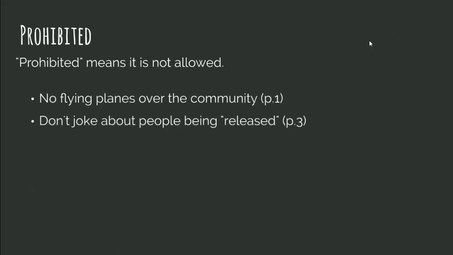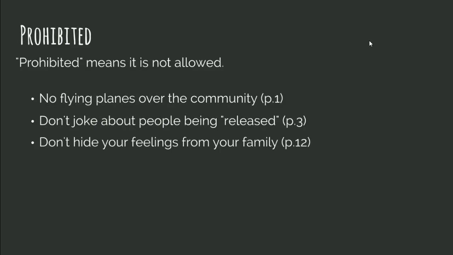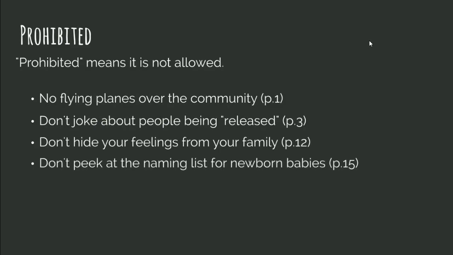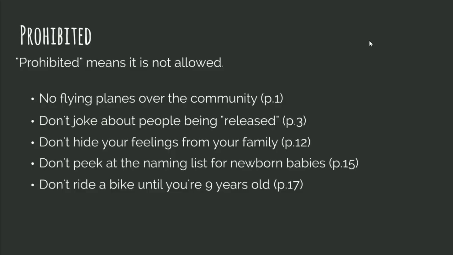Here are some of the prohibited actions that we learn about. Don't fly planes over the community. Don't joke about people being released. Don't hide your feelings from your family. Don't peek at the naming list for the newborn babies. Don't ride a bike until you're 9 years old.